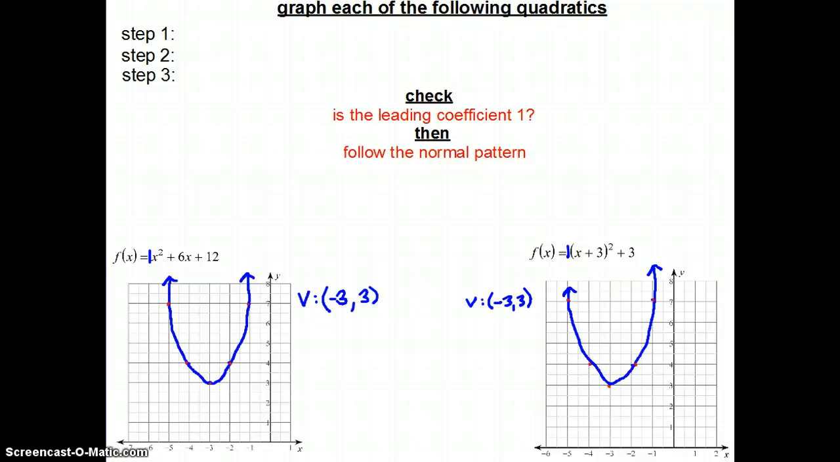Go ahead and check your work and notice that your graphs should actually be exactly the same. They're just in different forms. One has the equation in standard form while the other has its equation in vertex form.